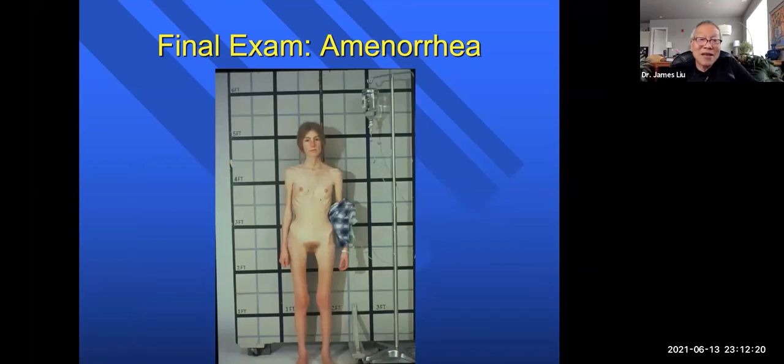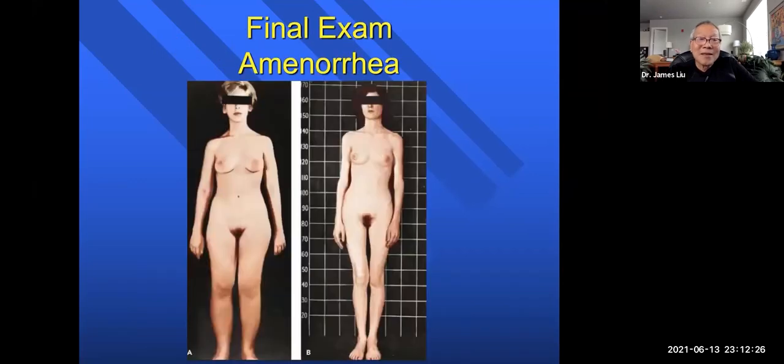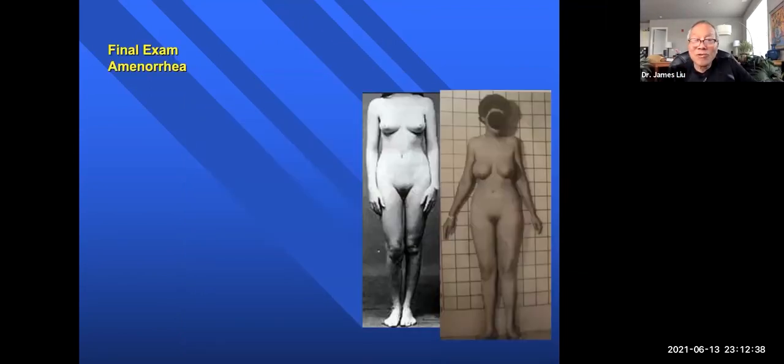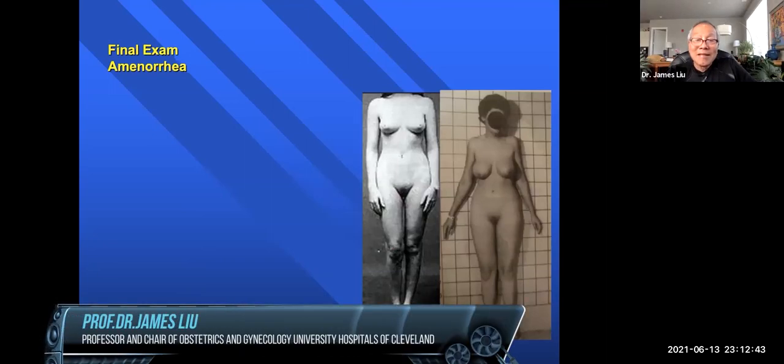Individual with severe anorexia nervosa being studied at the NIH. And this is a little bit different. This individual has Tanner stage 3 breasts, pubic hair, but is amenorrheic. And similar individual, the pubic hair in these two are a little bit more sparse.